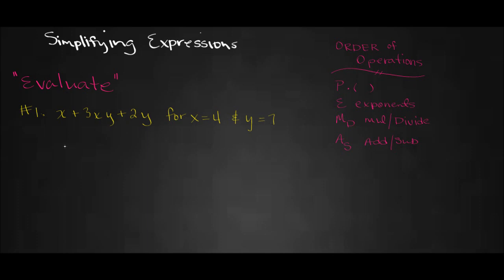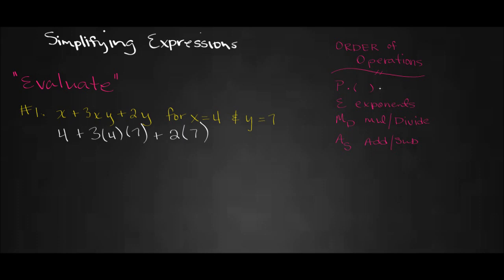Now, all they really want you to do is substitute the numbers that they've given you. So instead of x, you're going to have 4 plus, then this is going to be 3 times 4 times 7 plus 2 times 7. Now what you end up with is a really nasty looking expression, so we're going to use the order of operations to make sure that it simplifies and looks prettier.